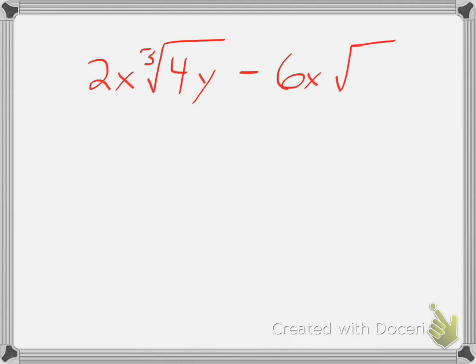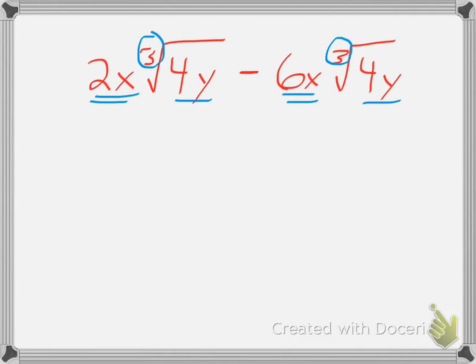Another example would be something like 2x cube root of, let's say, 4y minus 6x cube root of 4y. Again, we identify that our index is the same for each radical. The radicand is the same for y. So all I'm concerned with is the coefficients, in this case the 2x and the 6x, subtracting them.